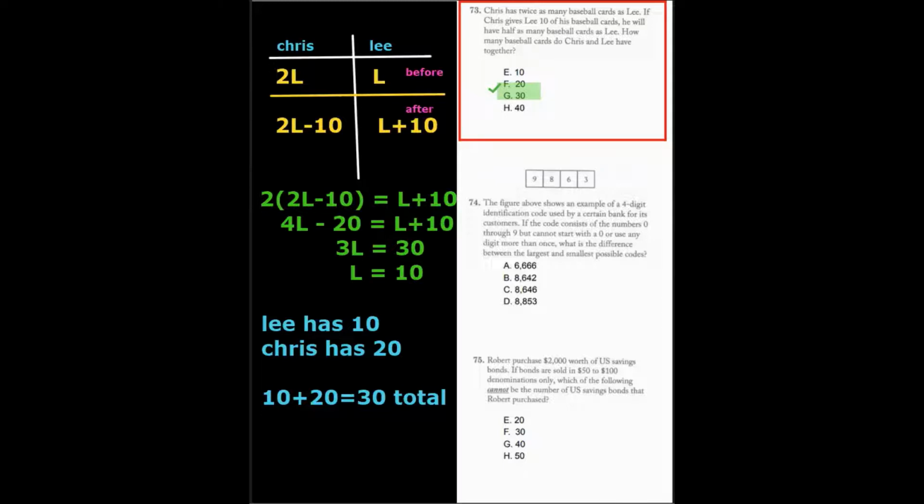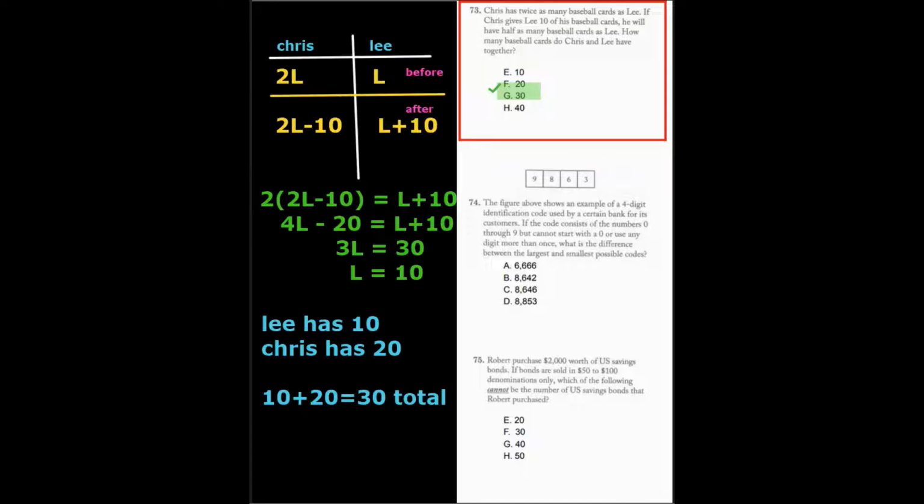So we're told that after he gives him the 10 cards, he has half of Lee's. So if we double Chris's side, meaning 2 times 2L minus 10, that will equal the full amount that Lee has, L plus 10. Distributing, 4L minus 20 equals L plus 10. Add 20 to both sides. 4L equals L plus 30. Subtract 1L. We have 3L equals 30. Dividing by 3, L equals 10.